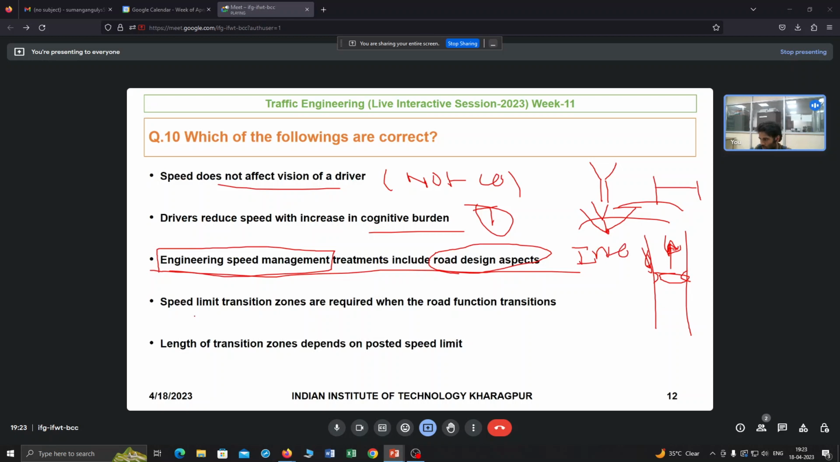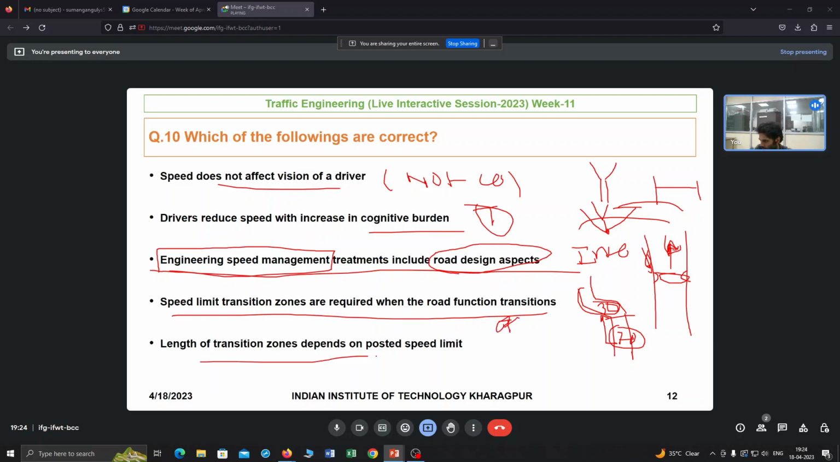Speed limit transition zones are required when the road function changes. So suppose you have an arterial road, and then you are entering a service road. Obviously, suppose this speed limit is 70 and here the speed limit is 30, so you cannot directly reduce the speed. There should be a speed transition zone saying that you are entering the service road, so you should reduce your speed to 30, right? So this is actually true.